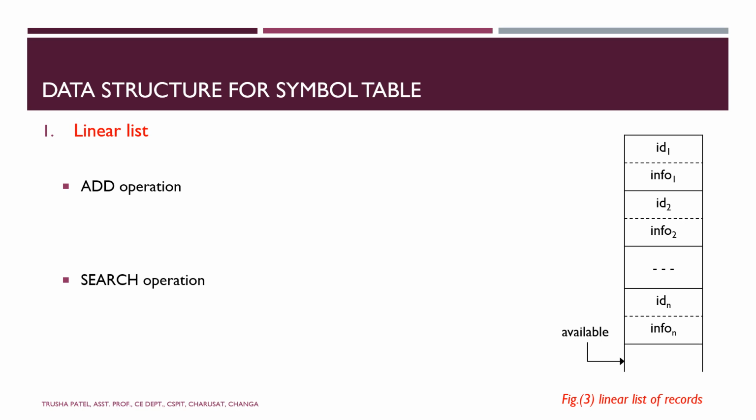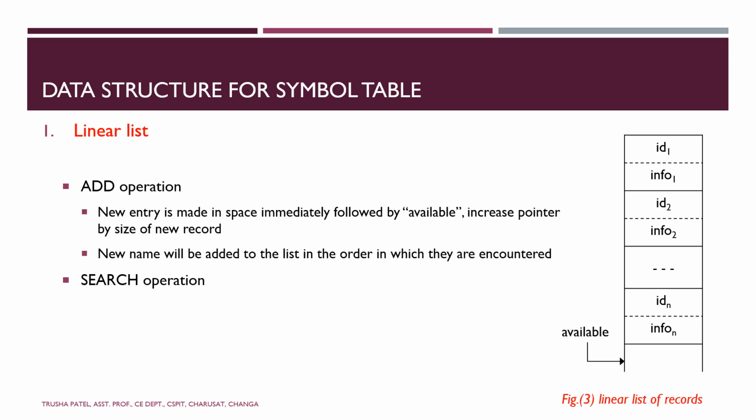Now the two operations we are going to perform basically are add and search. In the add operation, a new entry is made in the space immediately following the available pointer, right? And after making the entry inside the linear list, the available pointer will be incremented by the size of the new record which you have entered. New names will be added to the list in the order in which they are encountered. So the very first name encountered will be entered first, and the last name encountered will be entered at the last.